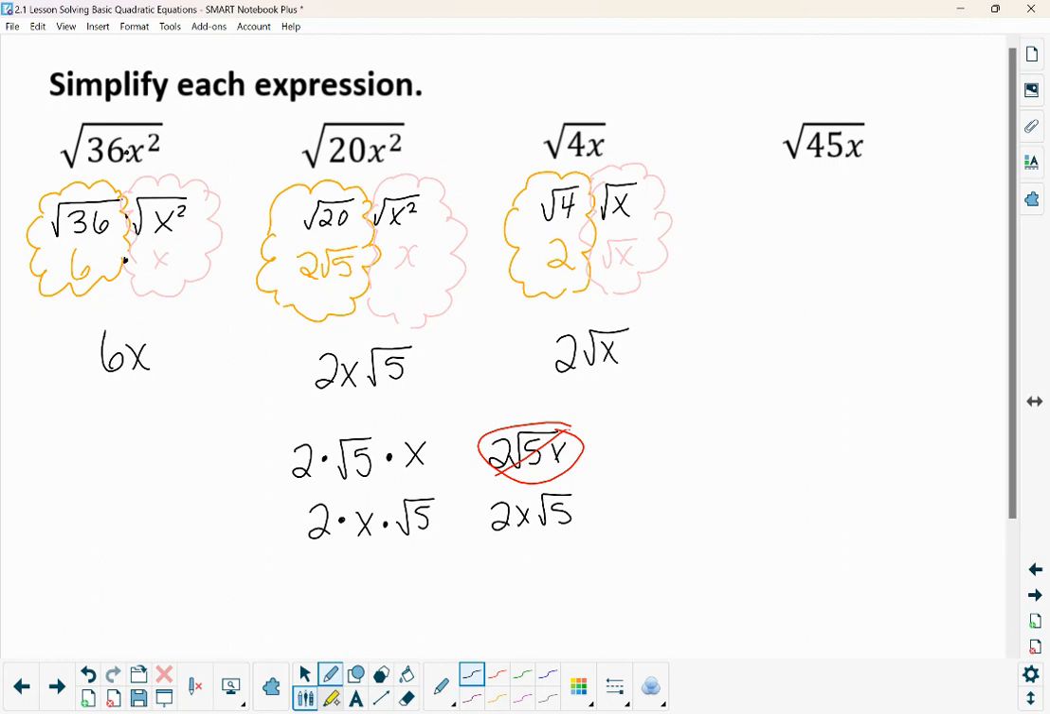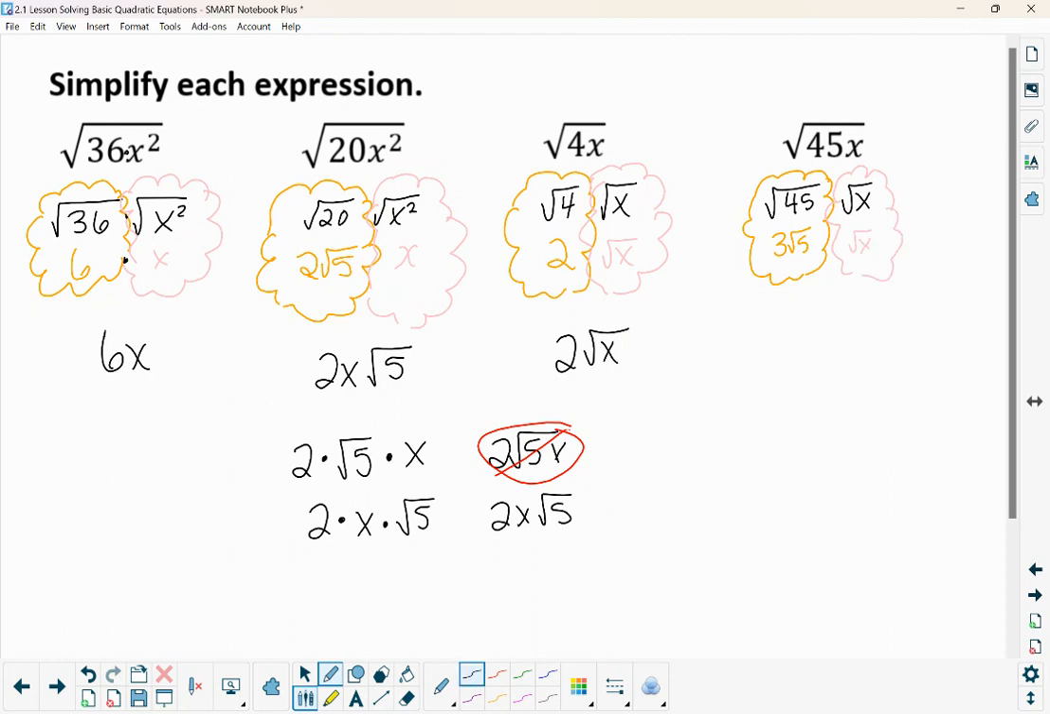Okay, we have one last one on this slide. We've got the square root of 45x. So again, we're going to think about that numeric part and that variable part separately for a minute. The square root of 45, if we do that in our calculator, it's 3 times the square root of 5. And the square root of x, unfortunately, because that x does not have a power of 2 or anything, it just has to stay put.